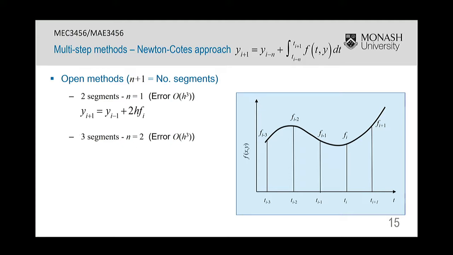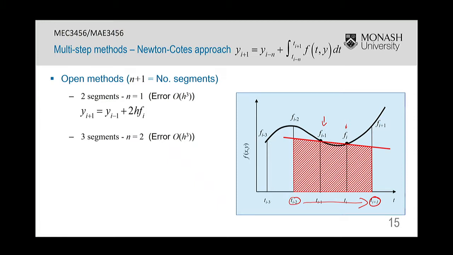Let's have a look at the three-segment open Newton-Cotes method. We're going to use three segments, so we integrate from here to here. We're going to use two internal points, that's n equal to 2, so we use f_i and f_{i-1}. We fit a straight line to those. That's no longer a constant; it can have any slope that passes through those two points. Then we integrate from t_{i-2} to t_{i+1} to estimate the right hand side. We end up with a formula that looks like that: y_{i+1} = y_{i-2} + (3h/2)[f_{i-1} + f_i].